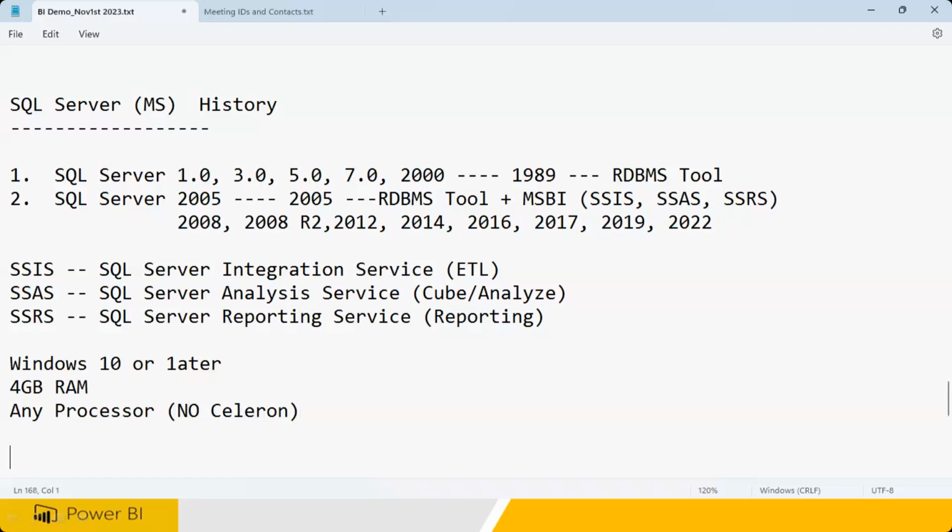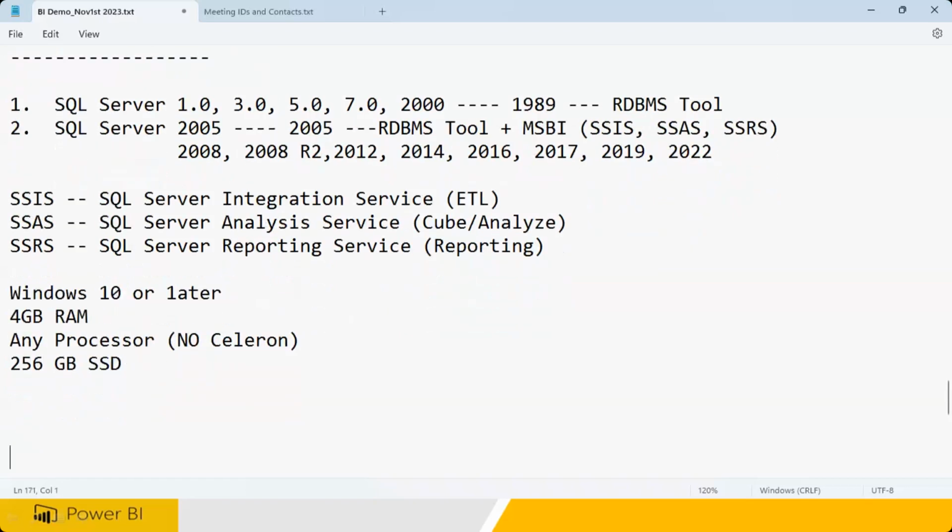Don't buy these laptops. You need a minimum 256 GB hard disk or SSD. Clear? So we are going to be installing SQL Server 2019 software or later. Later means you have a 2022. When you install, you will get SQL software, that is RDBMS.